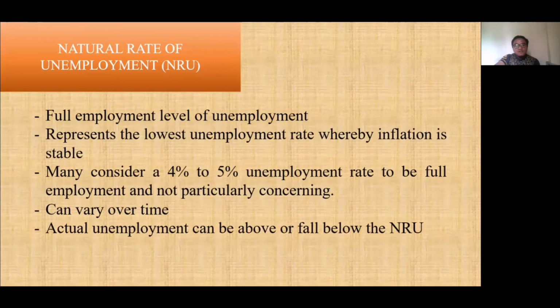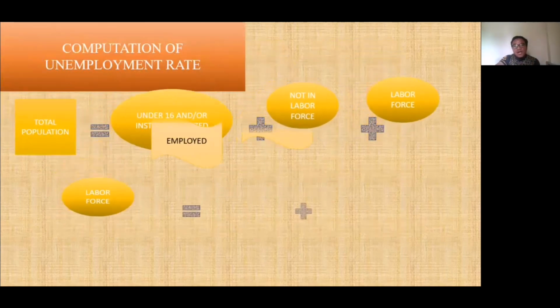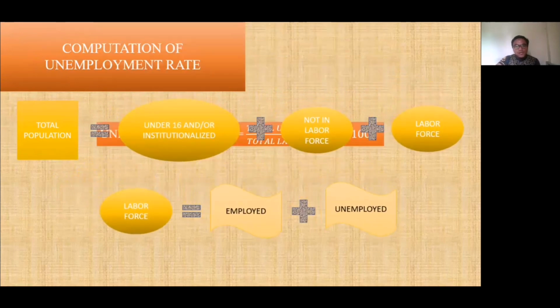The next is the natural rate of unemployment, NRU. It is the full employment level of unemployment, representing the lowest unemployment rate whereby inflation is stable. Many economists consider a 4% to 5% unemployment rate to be full employment and not particularly concerning. It can vary over time, and actual unemployment can be above or fall below the NRU.